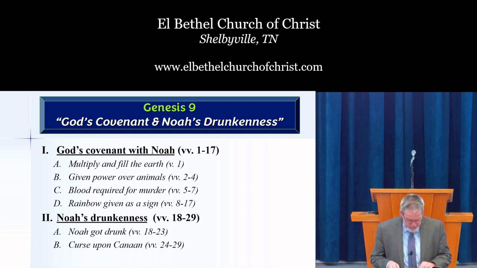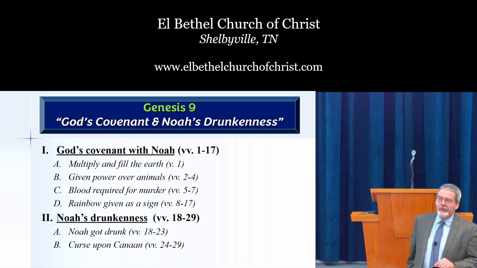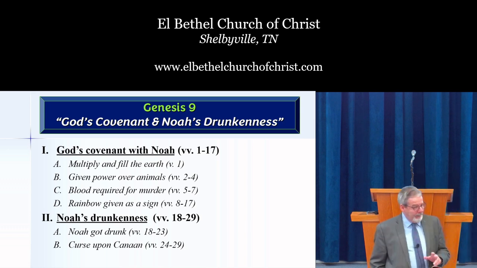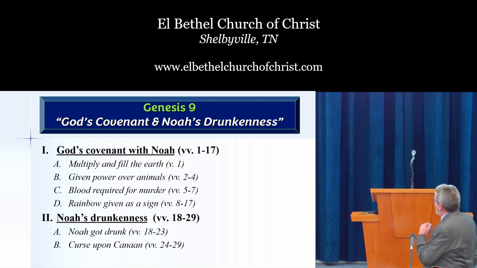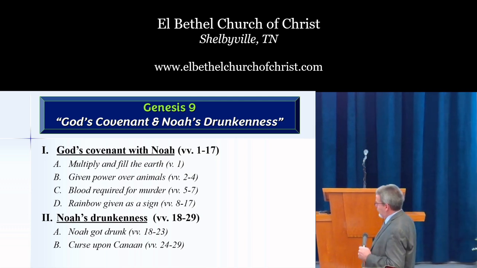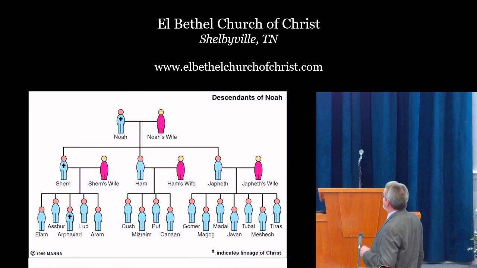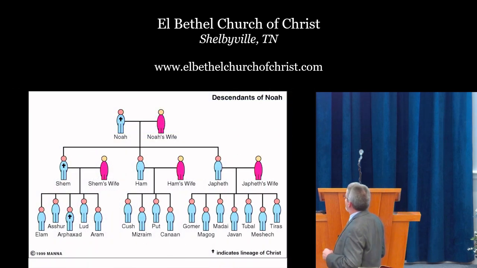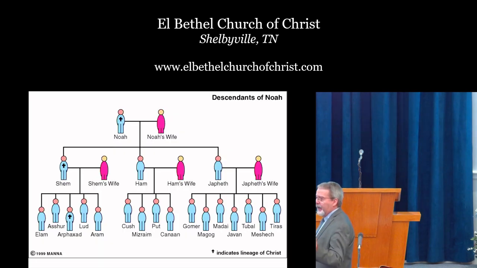Let's start at verse 18 now, and let's talk about Noah's drunkenness and the curse upon Canaan. So we have here the case of Noah getting drunk. Now, let's talk about Noah's family here for a moment. These are the descendants of Noah. The cross here represents, and there's a whole series of these slides, and I'm just picking some of these out. And maybe one day we'll string them all together.